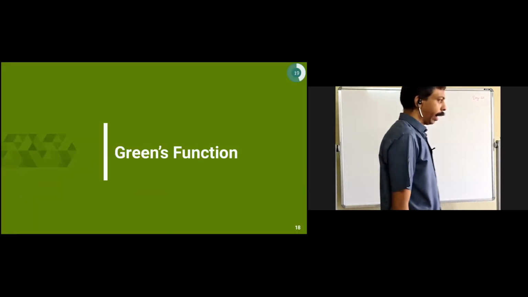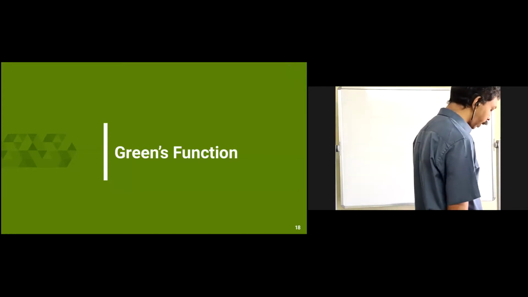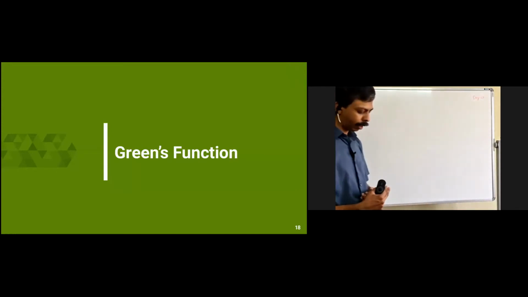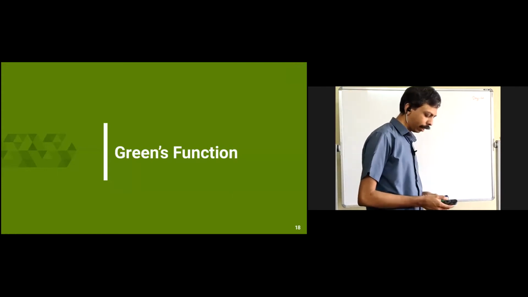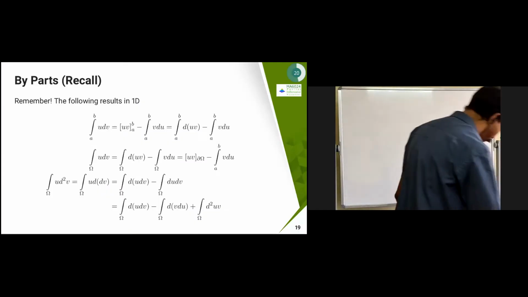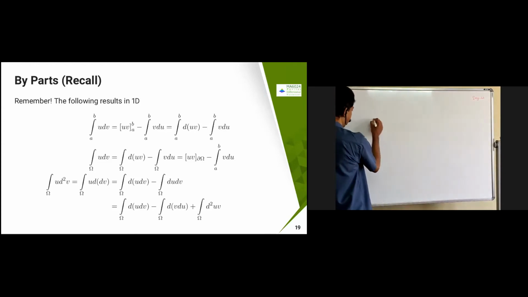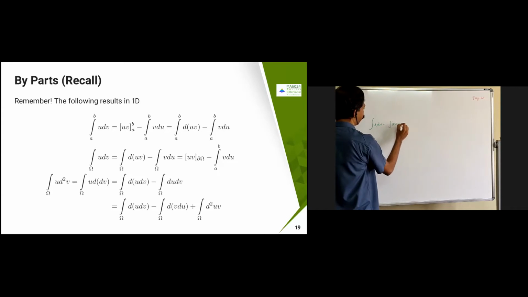Now what we are going to do is derive something called the Green's function. For this we need some more basic things. I hope you remember the integration by parts formula. In the integration by parts formula, you have u dv, and u dv is equal to uv minus v du.